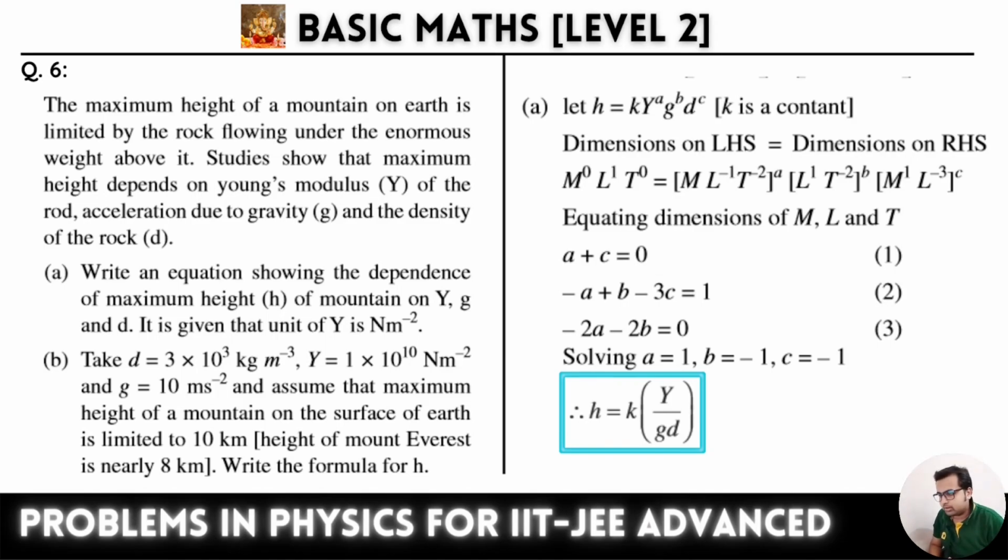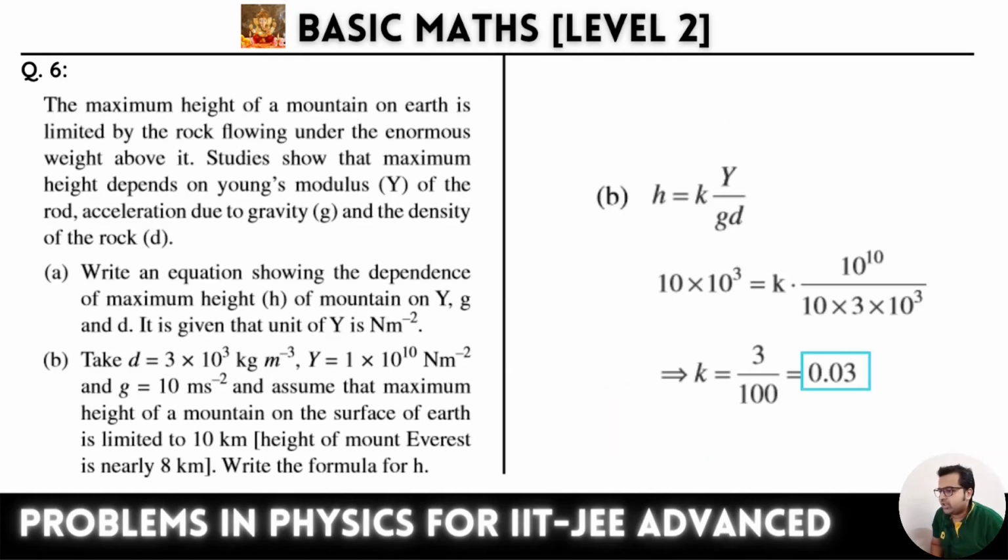So I hope it is clear. Looking into the dependency, you can see that it is still incomplete because k is unknown. K is a constant, so we have to calculate the value of k. Once you calculate the value of k, then it is 100% complete. But the question is asking for dependence, so from the dependency point of view, we got the answer. Now let's jump into the B part.